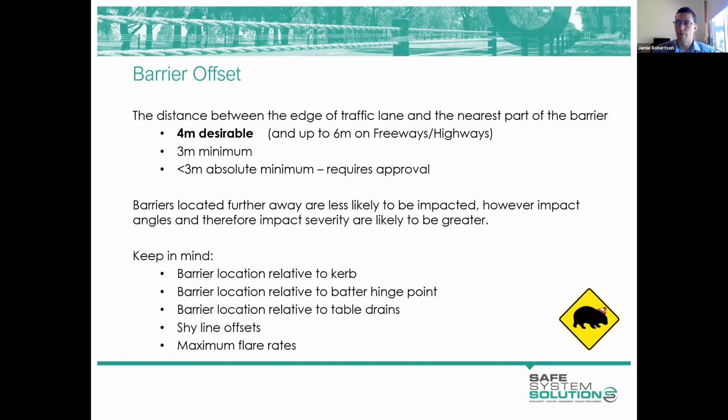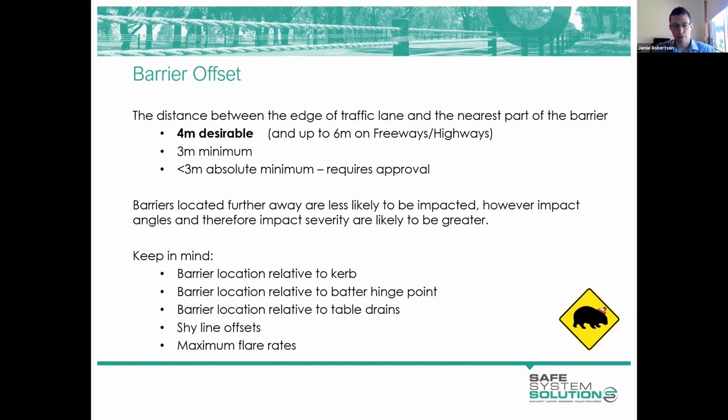If there is a curb in play, that limits our options. Our hinge point location, so that's the point at which the start of our batter, the transition between our verge and batter, the width between that hinge point and our edge line is sort of the window within which we must install our barrier, unless we choose to do some earthworks. Table drains and changes in batter slope. Shy line offsets, I've mentioned that term a couple of times.